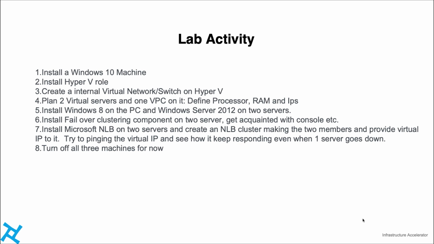You will create an internal virtual network on the Hyper-V. You will create 2 virtual servers on it and 1 virtual PC on it. You will be defining the processor, RAM, and IP address of these machines. Install Windows 8 or Windows 10 on the PC, install Windows Server 2012 on the two servers, install the failover clustering component on the two servers and get acquainted with the console, install Microsoft NLB on the two servers and create an NLB cluster, making the two members provide a virtual IP to it. Try pinging the virtual IP and see that it keeps responding, and turn off all the three machines for now.